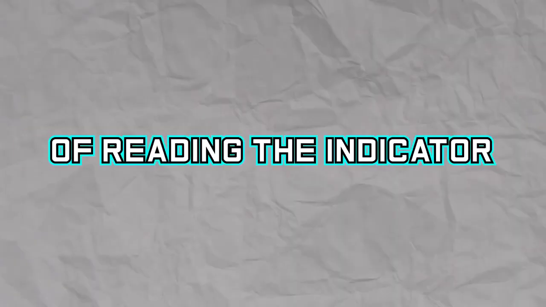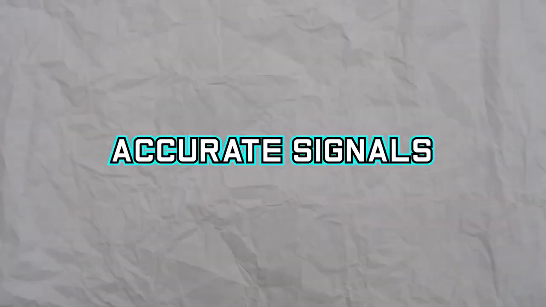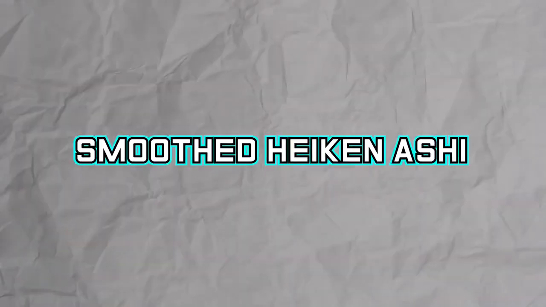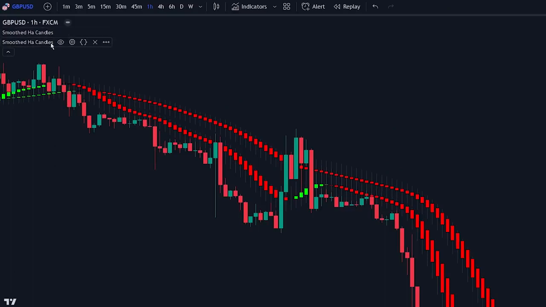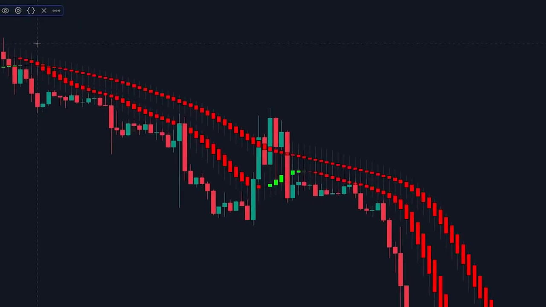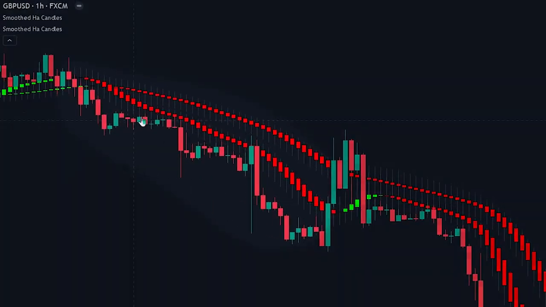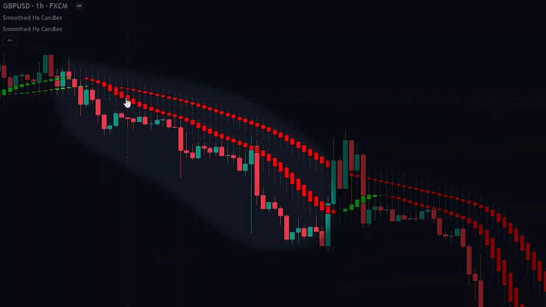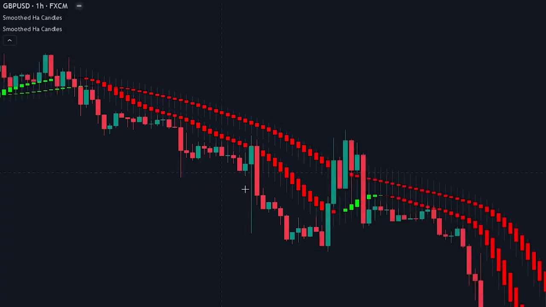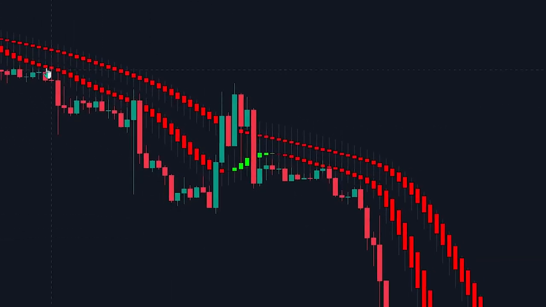A less common way of reading the indicator that can provide even more accurate signals is by having multiple smooth Heiken Ashi candle indicators on the chart. We currently have two smooth Heiken Ashis added to the chart. One has a value of 8 and the other has a value of 20. As you can see, by having multiple smooth candlesticks on the chart, we can see both the shorter term and the longer term trend. In this case, we can see that both the shorter term and longer term smooth candlesticks are red, indicating that there is a long and short term downtrend playing out, showing us that it's a good idea to enter into a sell position once the price makes a pullback.